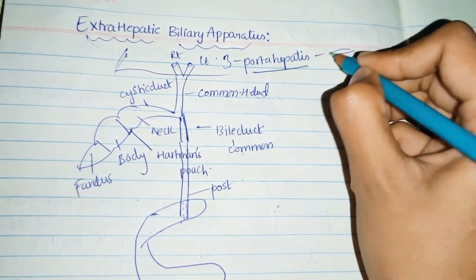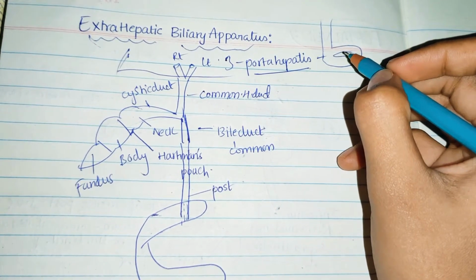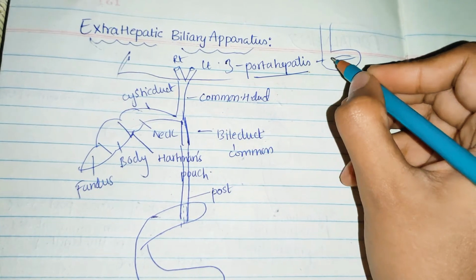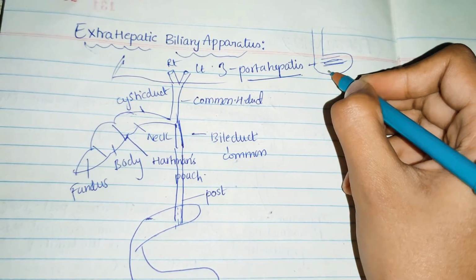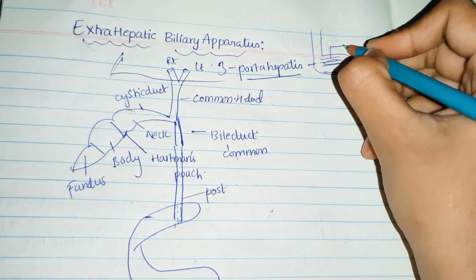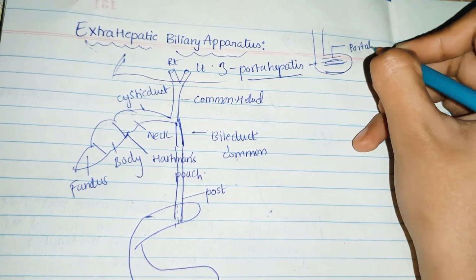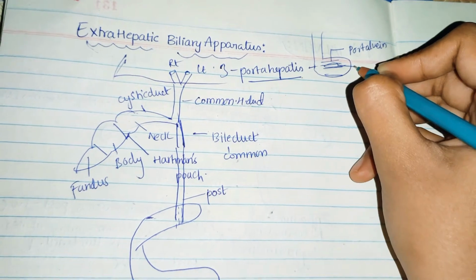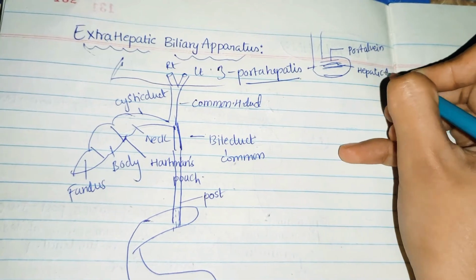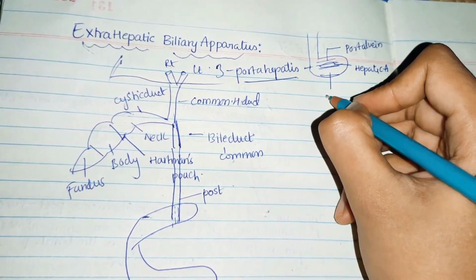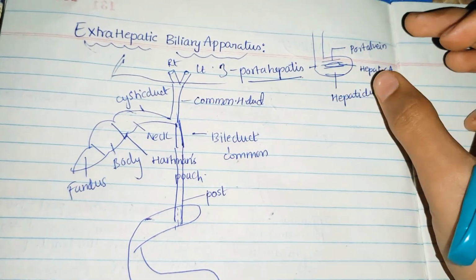Most posteriorly, for example, this is the porta hepatis, this is the ligamentum venosum. In the porta hepatis, the most posterior structure is the portal vein. After the portal vein you have the hepatic artery, and after that the hepatic ducts. So the most posterior structure is the portal vein, in the middle is the hepatic artery, and the anterior-most structure in the porta hepatis is the hepatic duct. This is the arrangement of structures in the porta hepatis.